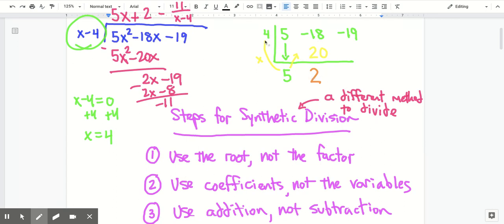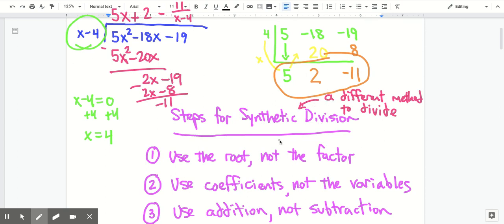After you put a number on the bottom, I'm going to do 4 times 2, which is 8. Negative 19 and 8 is negative 11. So you can look at this right here, and you can look at the answer up here that I got from long division, and you should be able to see the similarities there.